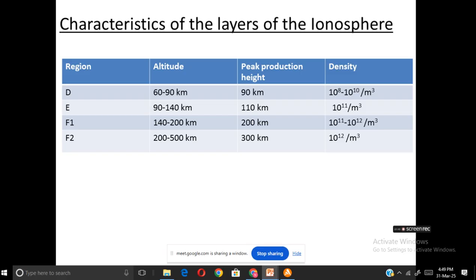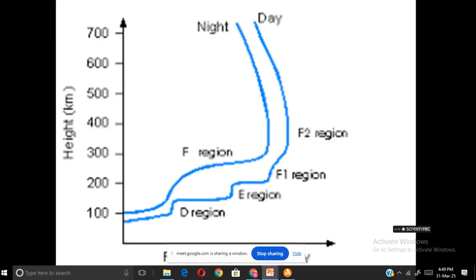Then we have the F2 layer, which extends from 200 to 500 kilometers. The peak production is happening at a height of 300 kilometers, and the electron density is around 10 raised to 12 per meter cube. So these are the four different layers. Now, as I told you, the ionosphere is basically formed because of the process of photoionization of the atoms or molecules present in the atmosphere by the incoming solar radiation.